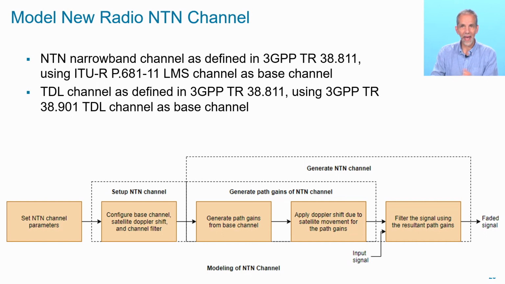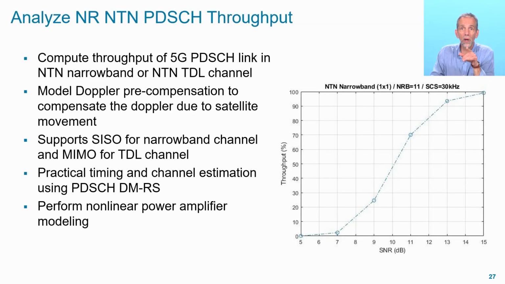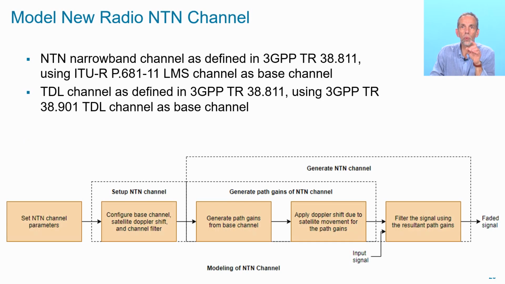Here's a block diagram showing how the filter taps are generated. You start with the base channel, add the Doppler from the satellite motion, which could be GEO, MEO, LEO, and then create the time-varying filter taps and filter the waveform with that time-varying impulse response. By the way, there is one more channel model that 3GPP has defined, a so-called CDL, cluster delay line model, which is spatially aware, and that is something that MathWorks is taking a look at to provide support for.